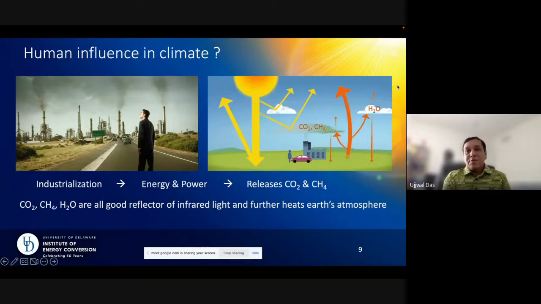What happens during the daytime when the sun shines is that it hits the Earth's atmosphere and the Earth's crust, and some of the infrared light is reflected back to space. But as we increase these pollutant gases like CO2 and methane, they reflect this heat back to the Earth's surface, and that's how the temperature on the Earth's surface increases. Basically, some of the infrared light gets trapped and heats up the surface.